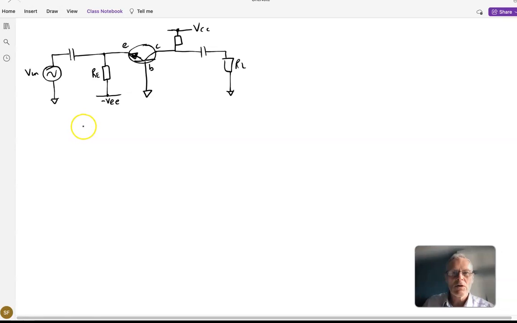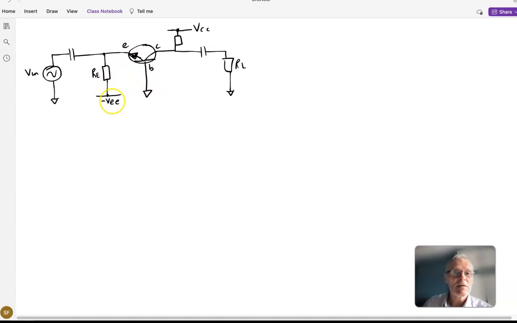Hi, so in this video we're going to look at the common base arrangement. So there's a common base amplifier here. I'm using a negative and positive supply rail. If you want to look at this with a single rail supply, so VCC and ground, or 0 volts, then you just bias the base using, say, a standard potential divider bias arrangement.